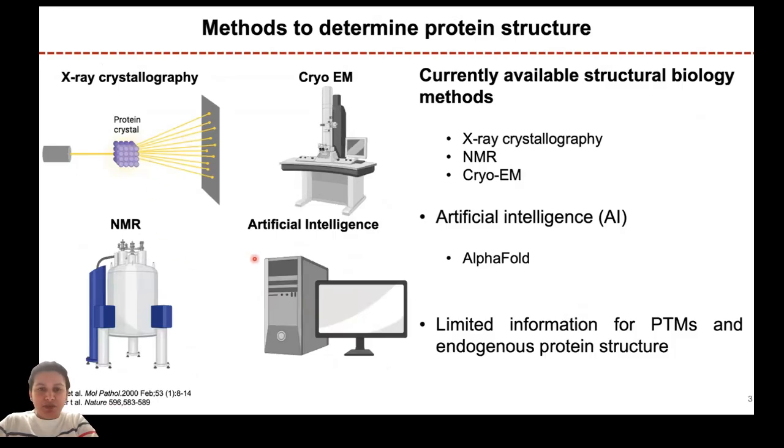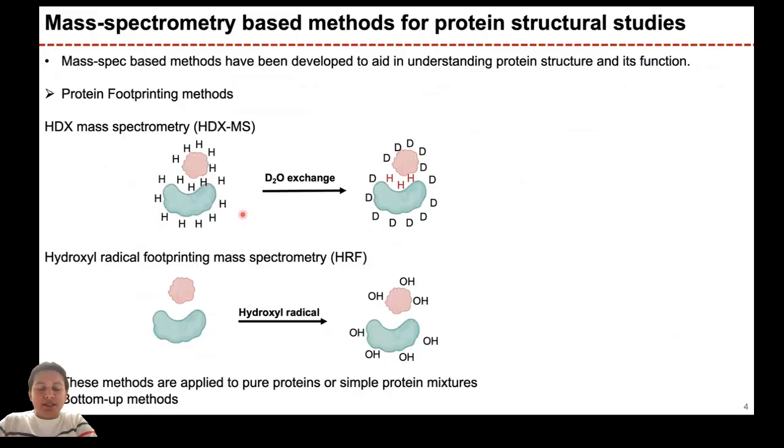Classically, there have been multiple methods that have been used to study the protein structure, and most of them give high resolution structures. However, these methods are limited in giving information regarding PTMs as well as the endogenous protein structure. More recently, mass spectrometry methods have been used to understand the protein structure and function. Among the mass spec methods, protein footprinting methods are typically used for studying the protein structure and its function.